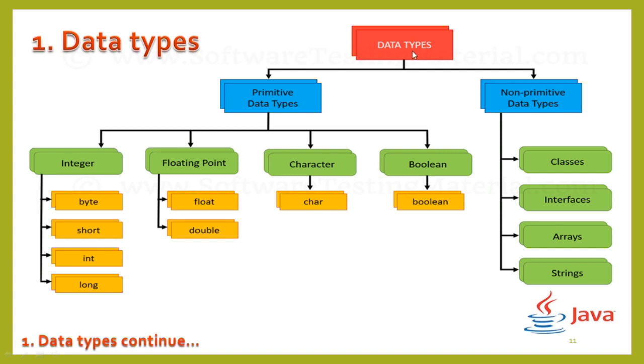Okay, so data types. The primitive data types, as we discussed, are byte, short, integer, long, floating point types float and double, the character data type, and the boolean data type. These are some non-primitive data types: classes, interfaces, arrays and strings.